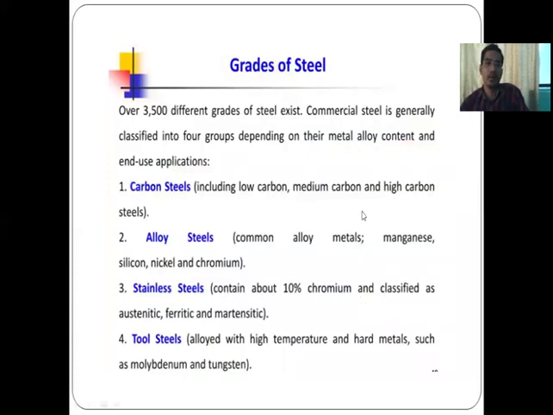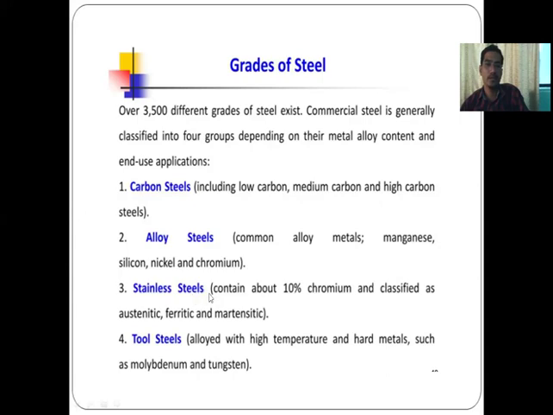Next is the grades of steel, or types of steel. Over 3,500 different types or grades of steels exist. Commercial steel is generally classified into four groups depending on their metal alloy content and end use application. First is carbon steel, which includes low carbon steel, medium carbon steel, and high carbon steel. Second is alloy steel, commonly with alloy metals manganese, silicon, nickel, and chromium. When alloying elements are added into the steel, it will be the alloy steel.